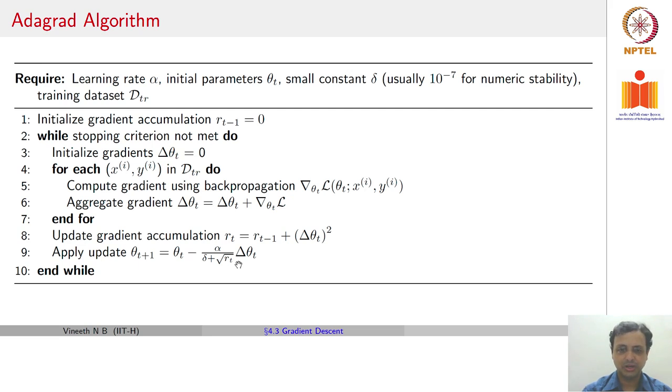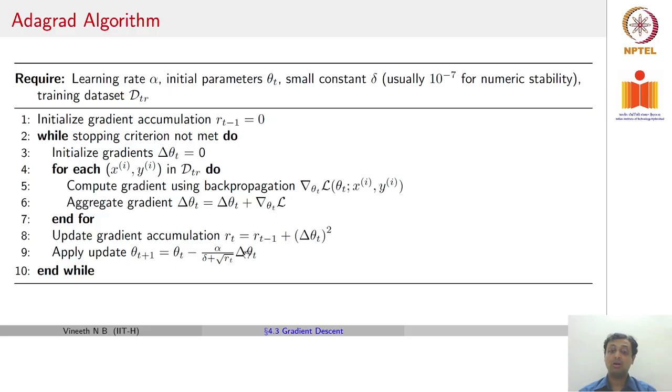A small observation here, which is probably not clear from this algorithm, is that this particular quantity on step 9 is an element-wise product. Remember that while alpha was a scalar so far, rt is a vector, so root rt will also be a vector. So this entire alpha divided by delta plus root rt will become a vector. It's a vector of learning rates multiplied by a vector of gradients, element-wise multiplication. It's sometimes also called the Hadamard product. The Hadamard product is nothing but element-wise multiplication.